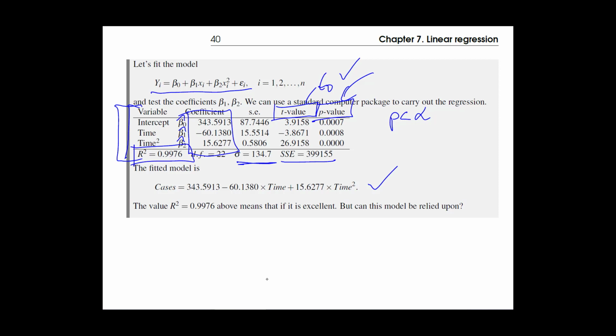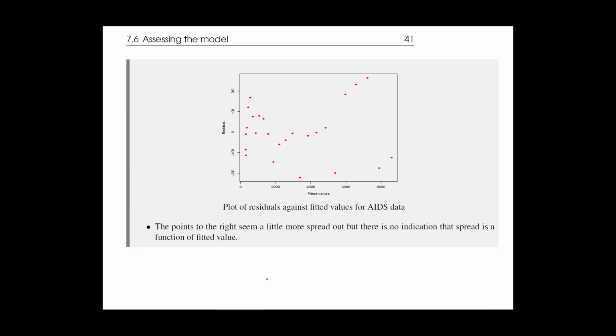So here's a good model, okay? In terms of the t-values and the signs, well, the signs of the time terms are hard to interpret, so we're not going to look at that now. But the t-values are awesome. The R-square is awesome. Now let's look at the residual plot.